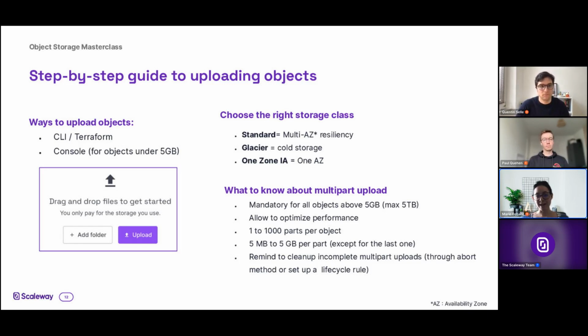Something to keep in mind is to remember to clean up incomplete multi-part uploads. Otherwise, you might be billed for the parts that are still incomplete and that have been uploaded onto our object storage. You can abort multi-part uploads thanks to the abort method, which is a dedicated method, but you can also set up a lifecycle rule for that. And we're going to see that right after.